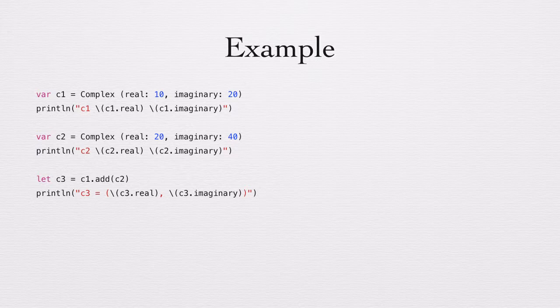To call this method, we use the above code. First, we declare variable C1 of complex type and print its properties on the console. Similarly, we declare C2 and print its properties. We now call the add method on C1 instance and pass C2 as a parameter to it. The returned value is assigned to a constant called C3. We validate the contents of C3 against our expectations.